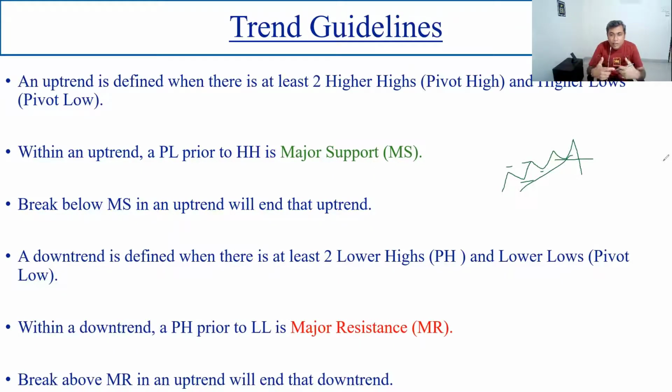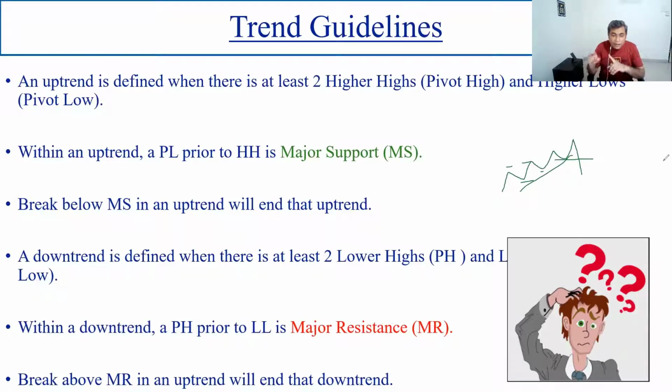This is a very important guideline. Let's say you have taken the position when the uptrend started, but as and when the recent major support gets broken, that would mean that now the market is not in an uptrend. But it doesn't mean that now the downtrend has started. No, don't get confused here. An uptrend will end when the major support is broken.